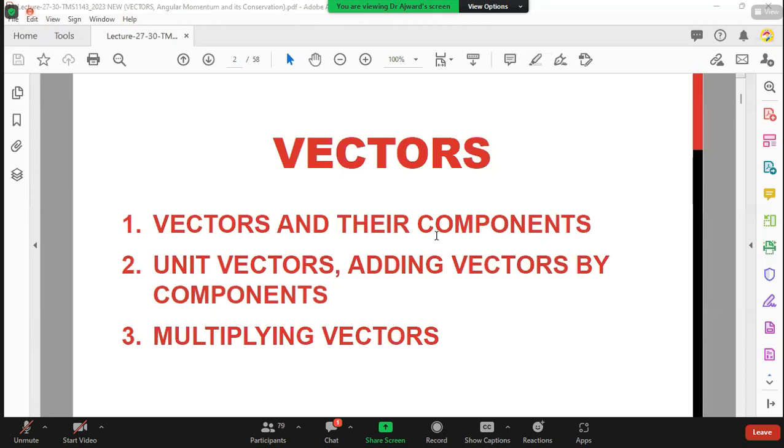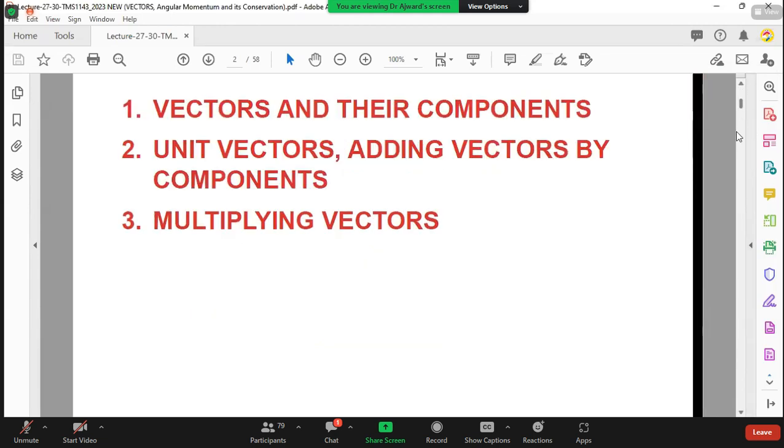So first, maybe I will just, because some people may not have heard what vectors are, that is the introduction and what are components. That's the first thing we will go through. And next, we will come to a little bit more advanced topic: what are unit vectors and how to add vectors using these unit vectors. And an even more advanced topic is the third one, multiplying vectors.